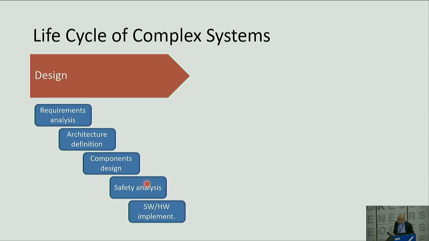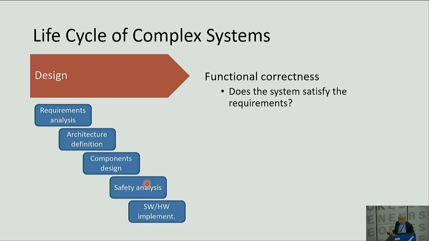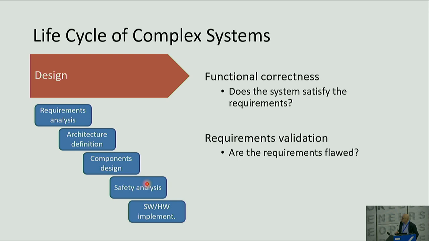And so let's start off from the design cycle of complex systems. Typically, we know that when a system is designed, it goes through a bunch of different phases, right? We have requirements, architecture, components design, safety analysis, and so on, before we get to the implementation. And of course, we would like to be sure that our system satisfies functional correctness so that it does satisfy the requirements, but we are also interested in understanding if the requirements are flawed, for example.